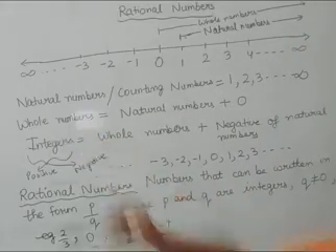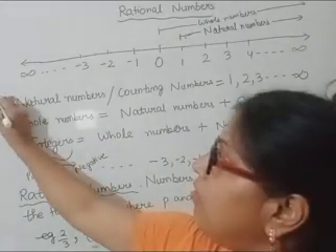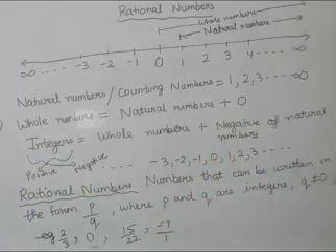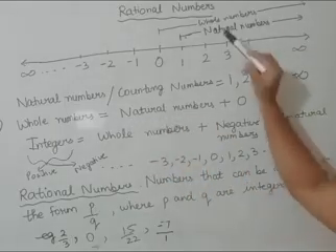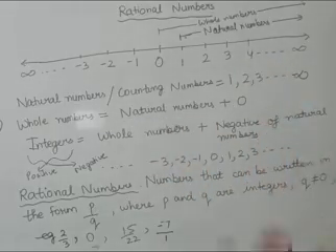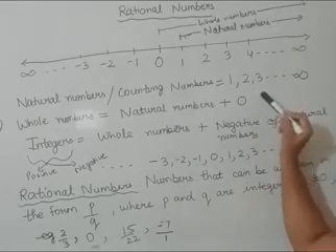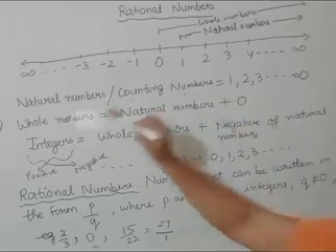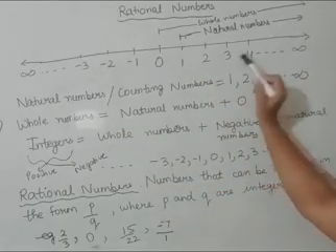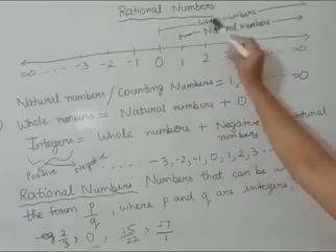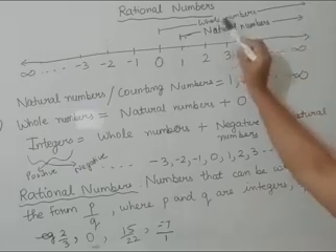Now next comes whole numbers. What are whole numbers? Whole numbers are the natural numbers plus 0. If you include 0 in the natural numbers, it becomes whole numbers. So on the number line you can see 1, 2, 3, 4 and if the number starts from 0, then all the numbers are known as whole numbers.